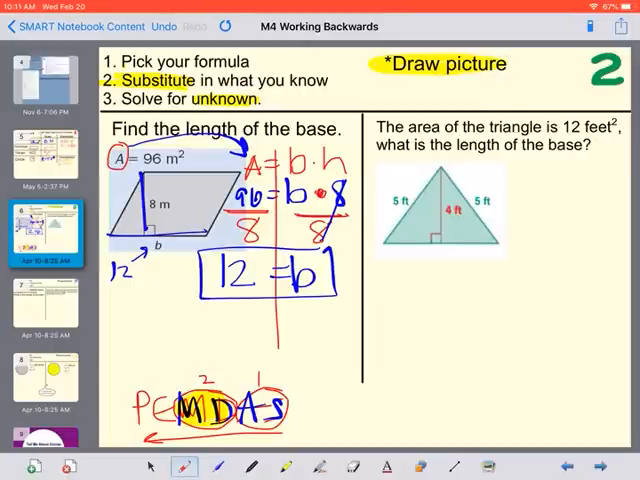Next, we have a triangle. It says the area of the triangle is 12 feet squared. What is the length of the base? So again, area is base times height divided by 2 for a triangle. Our area, they told us, is 12, so we're going to put a 12 there for the area. Our base, we do not know.